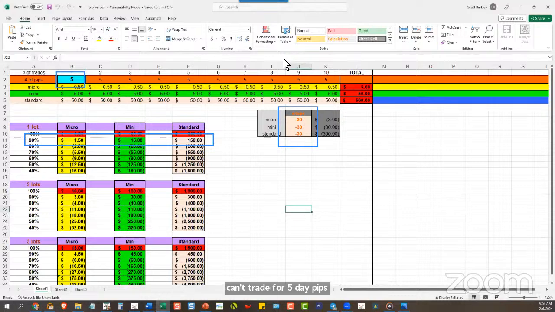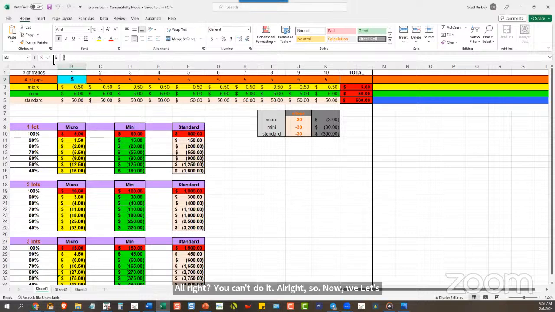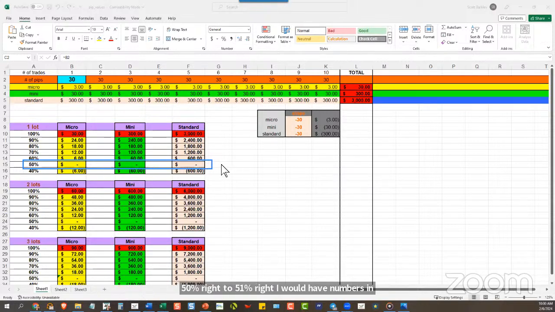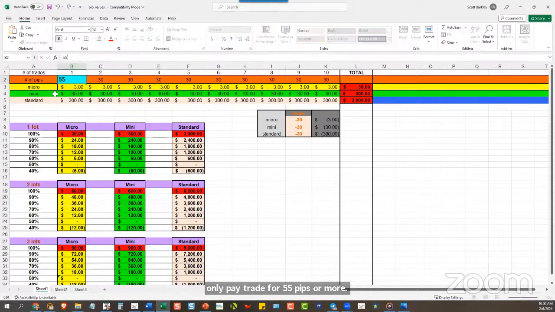Now let's just change this to be a 1-to-1 risk to reward ratio. We're going to risk 30 pips to make 30 pips. Now things change dramatically. At 50%, I lose 50 out of 100 trades, I break even, all things being equal, which they're not. So if I could increase my skill level from 50% to 51%, I would have numbers in here. I would have an increase in my margin account. Well, as you know, we don't ever trade for 30 pips. We only trade for 55 pips or more. So at 55 pips, things change dramatically.